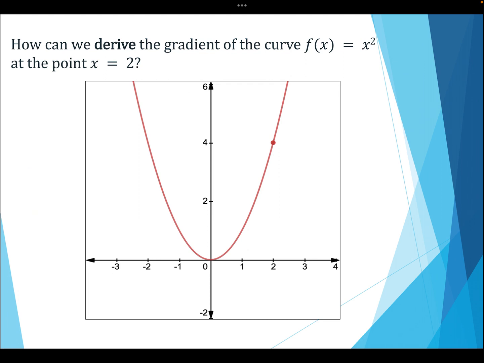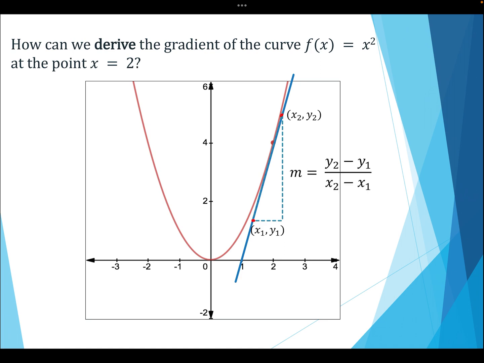Now, I introduced in the last lesson, when we look at the rate of change, we know that it is a gradient. To derive the gradient of a curve at a point, let's say the curve f(x) equals x squared, at the point x equals 2, what I did was to draw a tangent really close to that point, and then work out the gradient. Basically find 2 points, this point here and this point here, and work out the gradient, m equals y2 minus y1 over x2 minus x1.